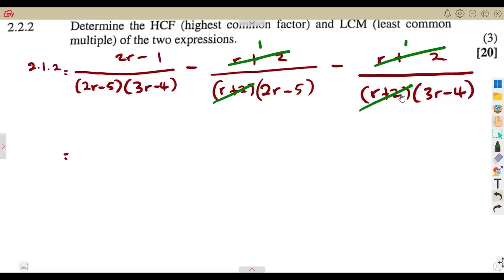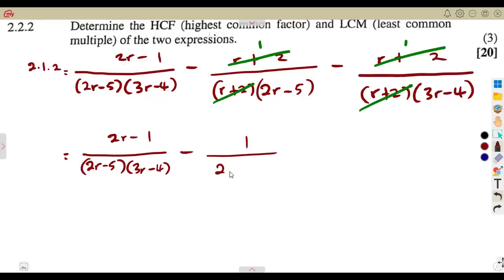If it is possible to do that, do it. Cancel these brackets. It's possible on a single fraction. You cancel here. That's a single fraction. Here it's a single fraction. So meaning to say at the end, you're going to obtain 2r minus 1 over 2r minus 5 into 3r minus 4, minus 1 over 2r minus 5, minus, there we canceled everything, so we've got 1 there. So it's going to be 1 over this 3r minus 4.